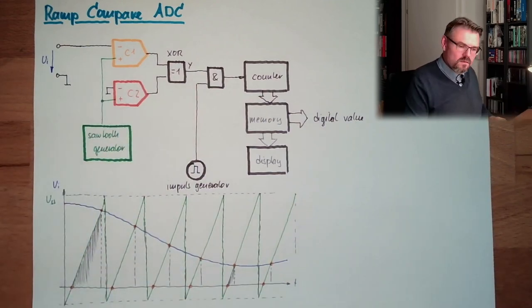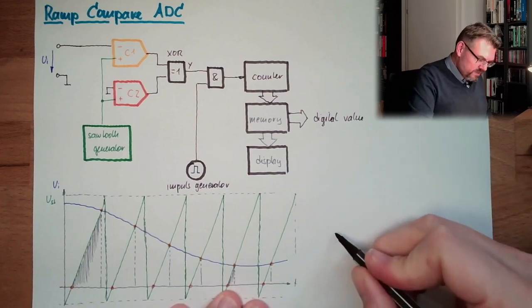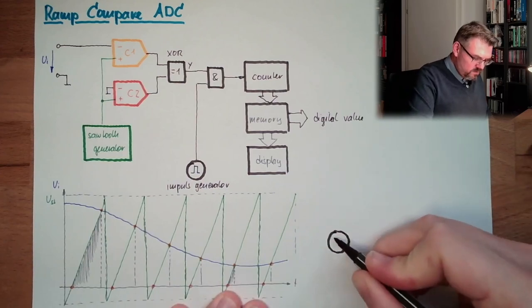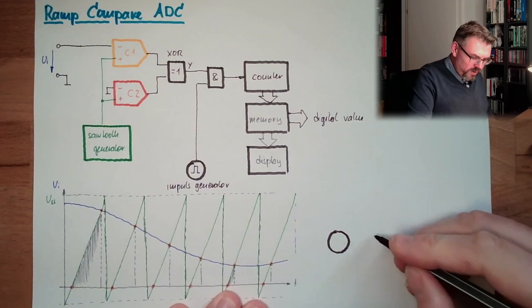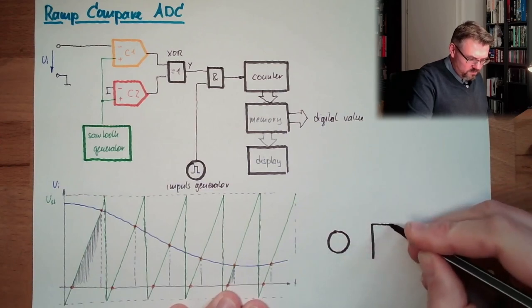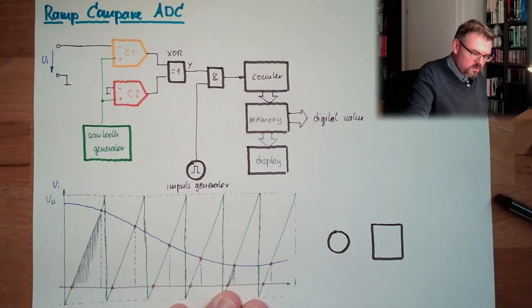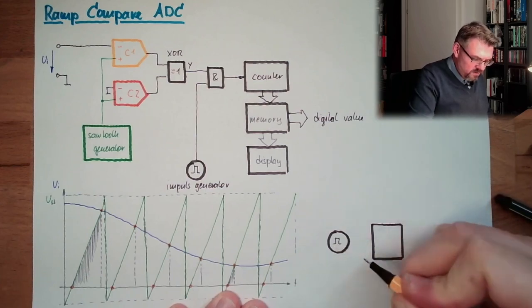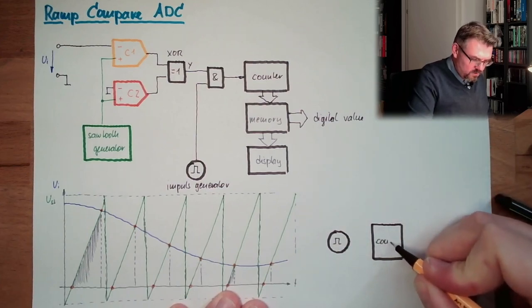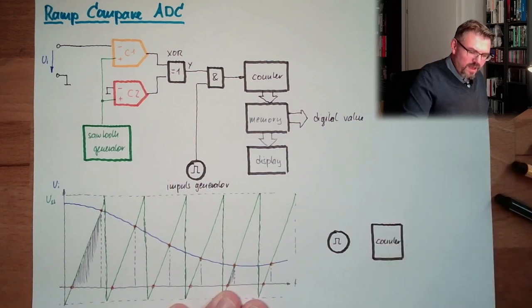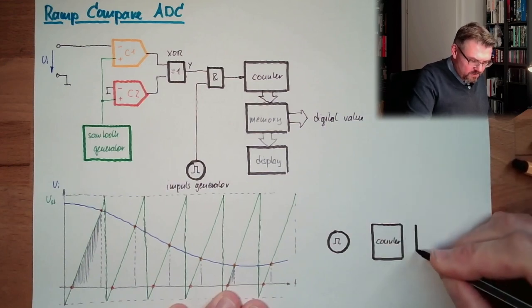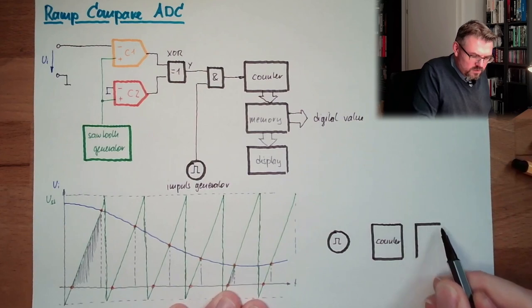That's it! How to make such a sawtooth generator? Well, we could make it like this, that we have here an impulse generator. Then we have a counter. So here this is the impulse generator, here is a counter. And then I'm using a digital analog converter.